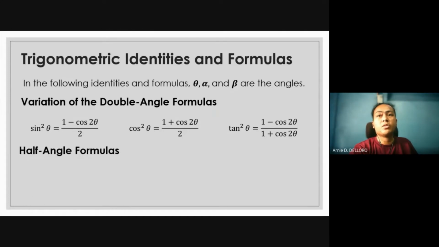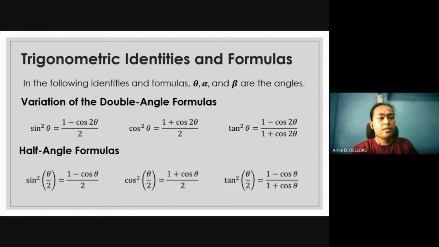We have sine squared theta is equal to 1 minus cosine 2 theta over 2. For cosine, cosine squared theta is equal to 1 plus cosine 2 theta all over 2. Then for tangent, we have 1 minus cosine 2 theta all over 1 plus cosine 2 theta. We also have the half angle formulas, which is given by the following formula.